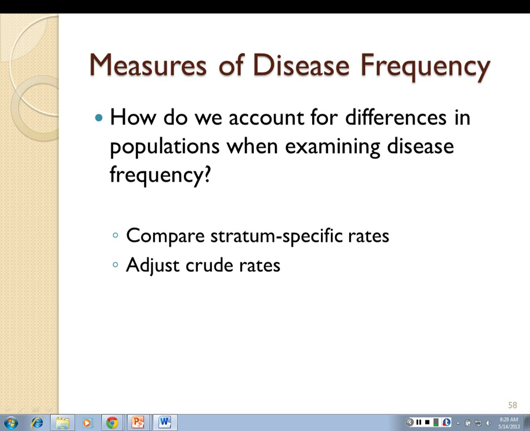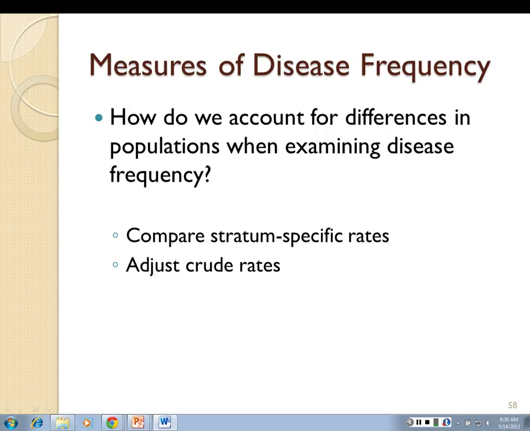For crude rates, we can estimate the actual disease frequency for a population, and we can use them to provide data for the allocation of health resources and public health planning. But they can be misleading if you compare them over time or across populations. Stratum-specific rates provide more detailed information about patterns of disease frequency in different populations. We can use them to make valid comparisons across populations, but they can be cumbersome if you are trying to compare a large number of categories.